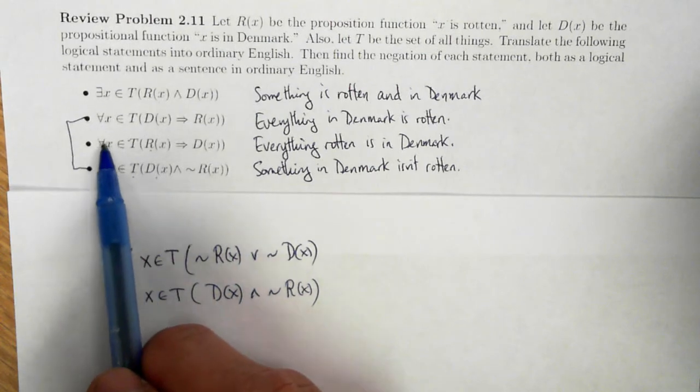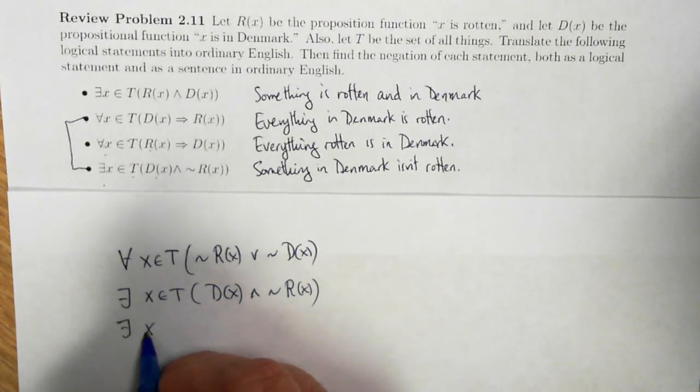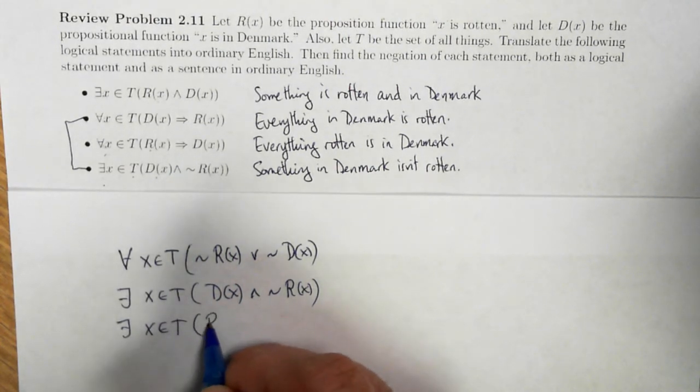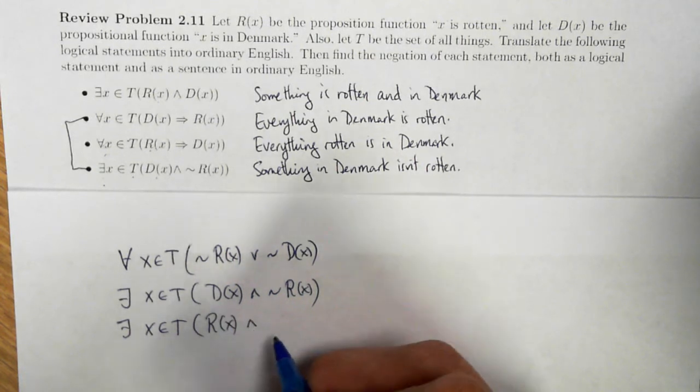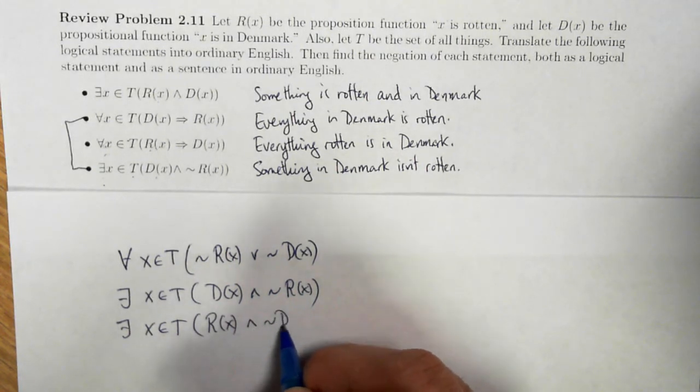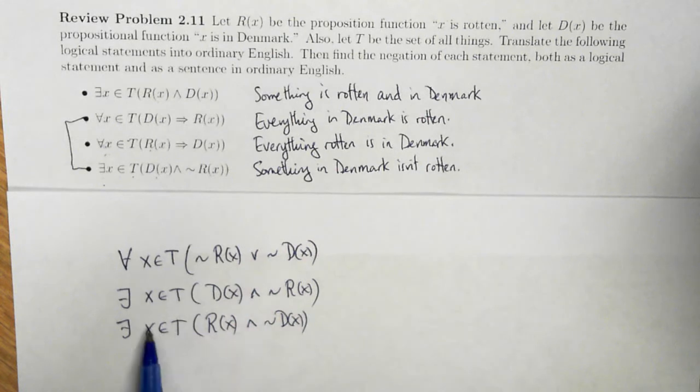The next one, number 3, there exists something that is rotten and not in Denmark. So there is something that is rotten. So something rotten is not in the state of Denmark.